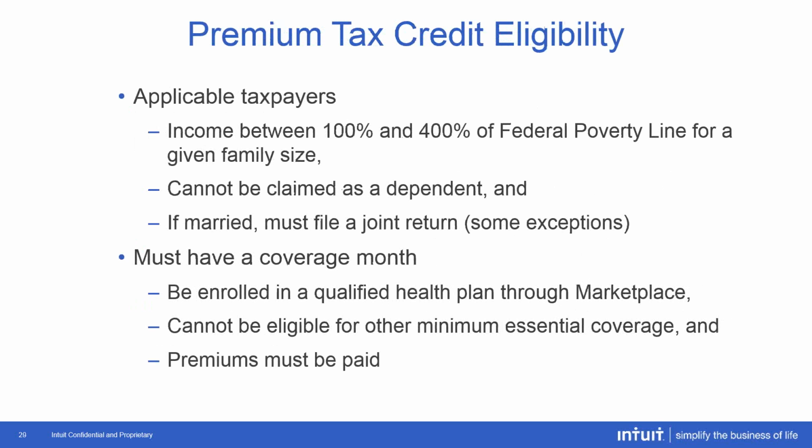The credit applies to taxpayers with income between 100% and 400% of the federal poverty line for a given family size. It cannot be claimed as a dependent on the return, and if married, you must file a joint return in most cases. You must also have a coverage month, which means be enrolled in a qualified health plan through the Marketplace. Cannot be eligible for other minimum essential coverage, such as an employer plan, and the premiums must truly be paid by the taxpayer.